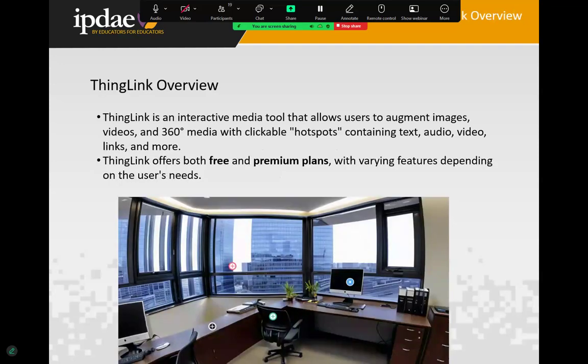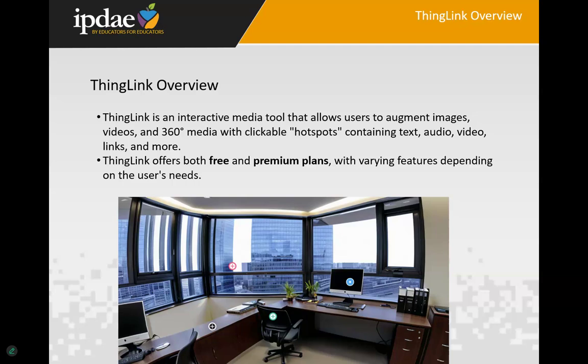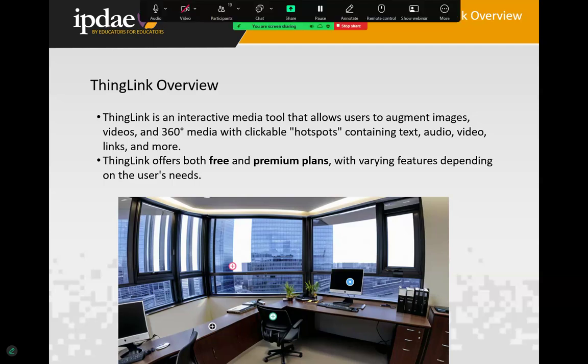So let's start with an overview of ThingLink. It's an interactive media tool that allows you to take regular images, videos, and even 360-degree media and make them come alive with what we call clickable hotspots. Each hotspot can contain different types of media, like text descriptions, audio explanations, embedded videos, external links, and much more.